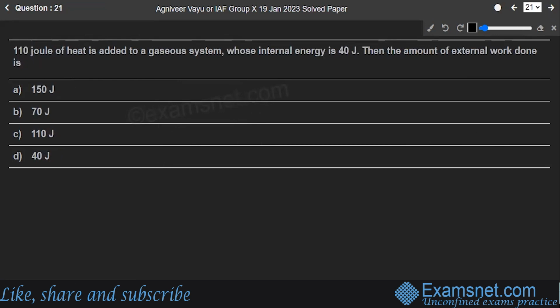110 joule of heat is added to a gaseous system. When the internal energy is 40 joules, then the amount of external work done is what? See, the first law of thermodynamics is a restatement of the law of conservation of energy only. It states that the energy cannot be created or destroyed in an isolated system. Energy can only be transferred or changed from one form to another. When the heat energy is supplied to a thermodynamic system or any machine, two things may occur. First, internal energy of the system or machine may change, or the system may do some external work.